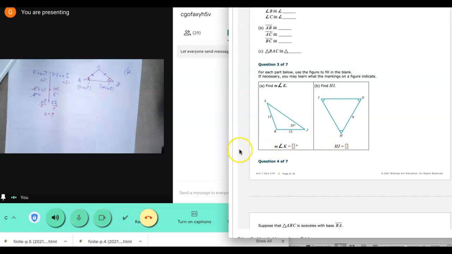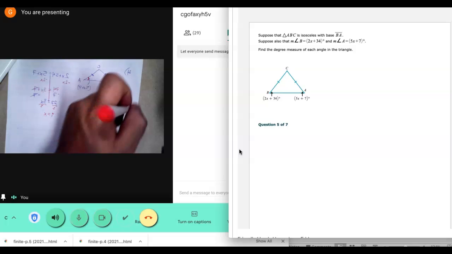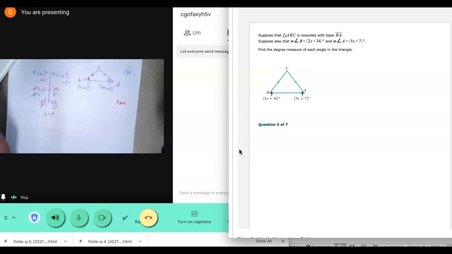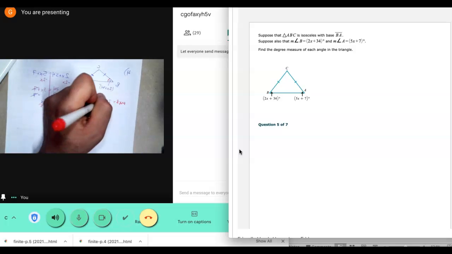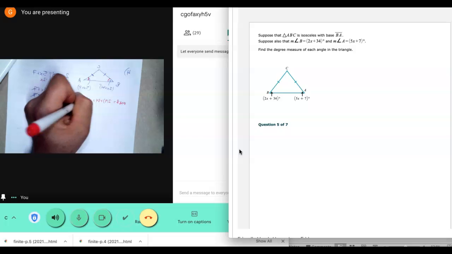And in this problem, number 4, find the degree measure of each angle in the triangle. Okay, well the measure of angle B and A are the same, but you can use your answer for x to plug in and actually make sure they come out the same. If they don't come out the same, there's a problem. So 2 times 9 plus 34, so that's 18 plus 34 for angle B.